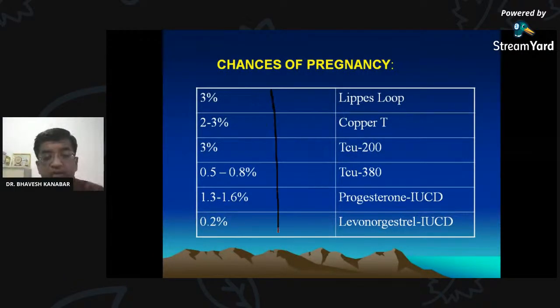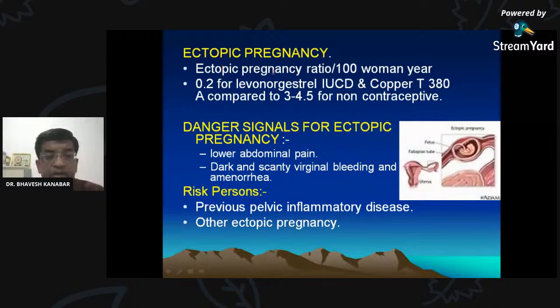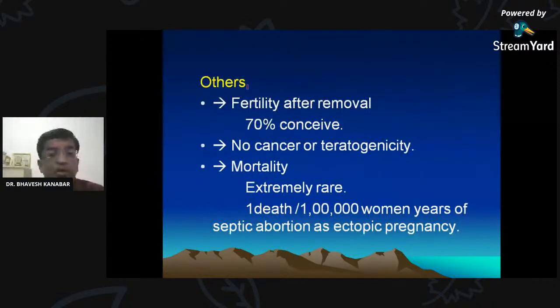How much chance of pregnancy we have already discussed, so I'm skipping this part. Ectopic pregnancy risk we have already seen. It is lowest with the LNG-containing devices. Danger signs for ectopic pregnancy are lower abdominal pain, dark and scanty vaginal bleeding, and amenorrhea. And who are the persons at risk? Persons having a previous pelvic inflammatory disease and previous ectopic pregnancy are at risk of ectopic pregnancy. Other side effect: fertility after removal.